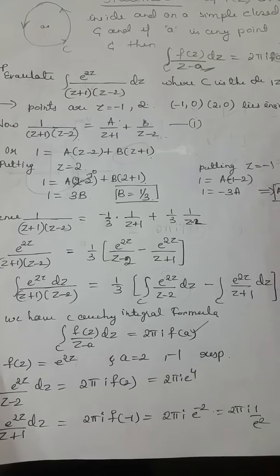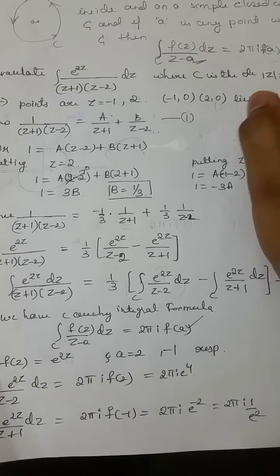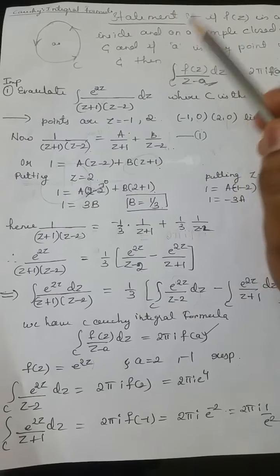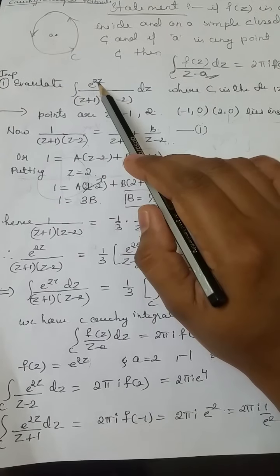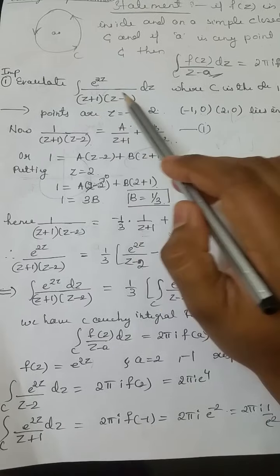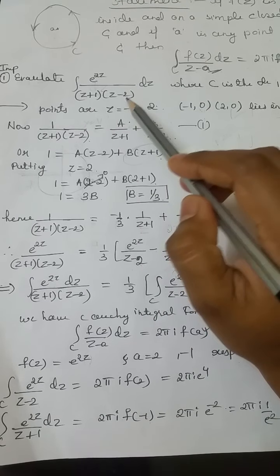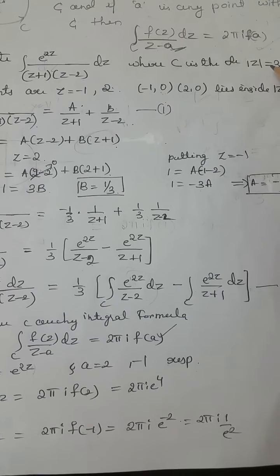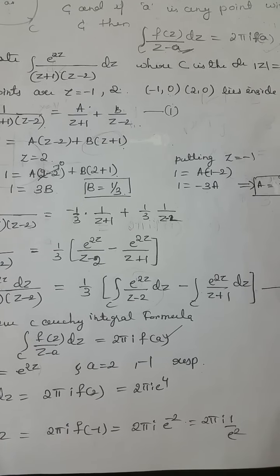So okay, let us solve one example by using Cauchy's integral formula. Evaluate the integral of e raised to 2z upon (z plus 1)(z minus 2) dz, where C is the circle, modulus of z is equal to 3.